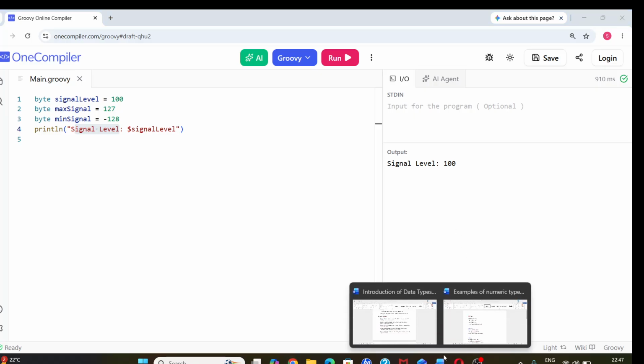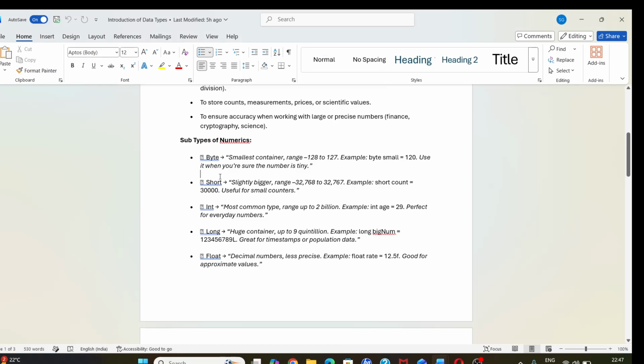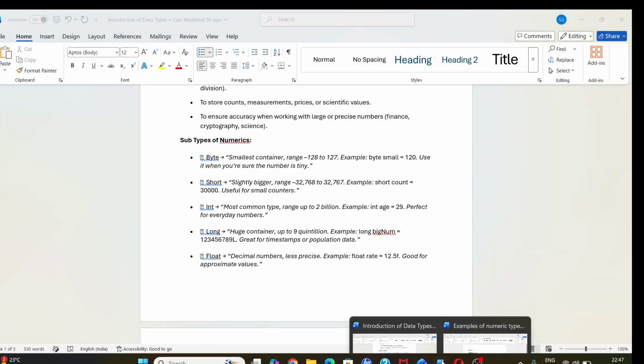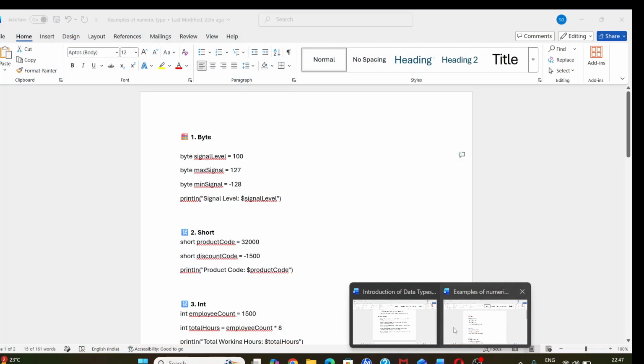Then what is the second one? The second one is short. Why do we use short? It has a slightly bigger range, between minus 32,768 and 32,767. It is useful for small counters. So let's see this example of the short.